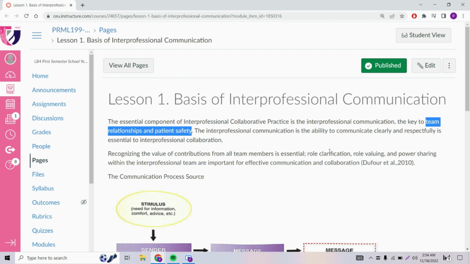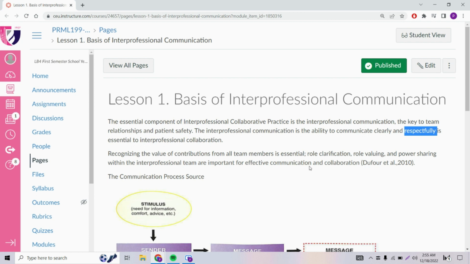Now, as interns, class, in the future, you will be working together with different healthcare workers. It's very important that you have the ability to communicate clearly and, I emphasize, respectfully, which is essential to interprofessional collaboration. Recognizing the value of contributions from all team members is essential. So there has to be, class. Please take note of this.